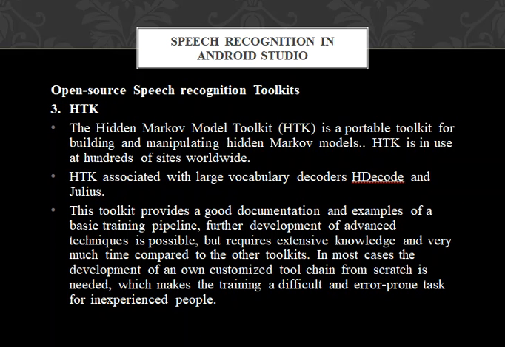HTK. The last one is HTK. The Hidden Markov Model Toolkit is a portable toolkit for building and manipulating hidden Markov models. HTK is in use at hundreds of sites worldwide. HTK is associated with large vocabulary decoders, HDecode and Julius. This toolkit provides good documentation and an example of a basic training pipeline.